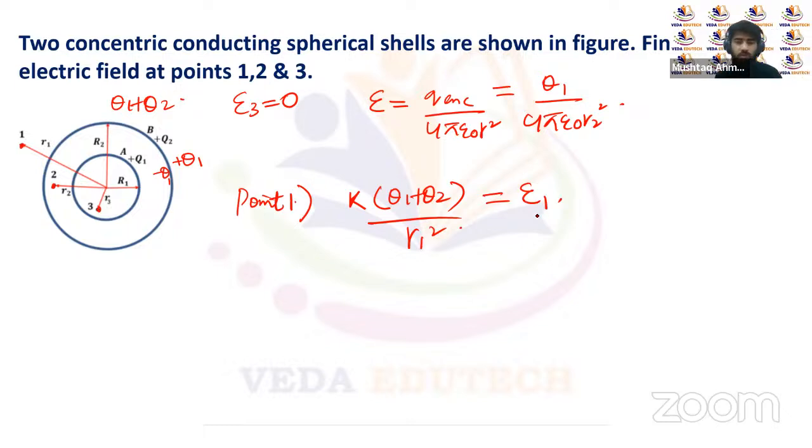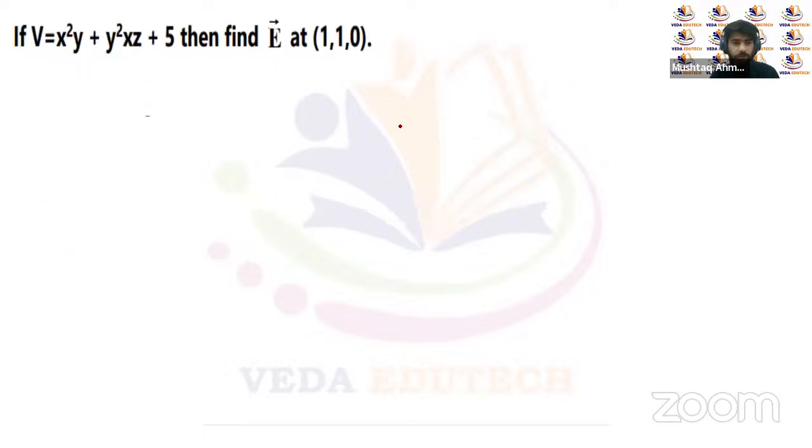So E2 will be equal to q1 upon 4 pi epsilon naught r2 squared, and the electric field at point 3 will be 0. So this is how we can find the electric field at different points in concentric shells.